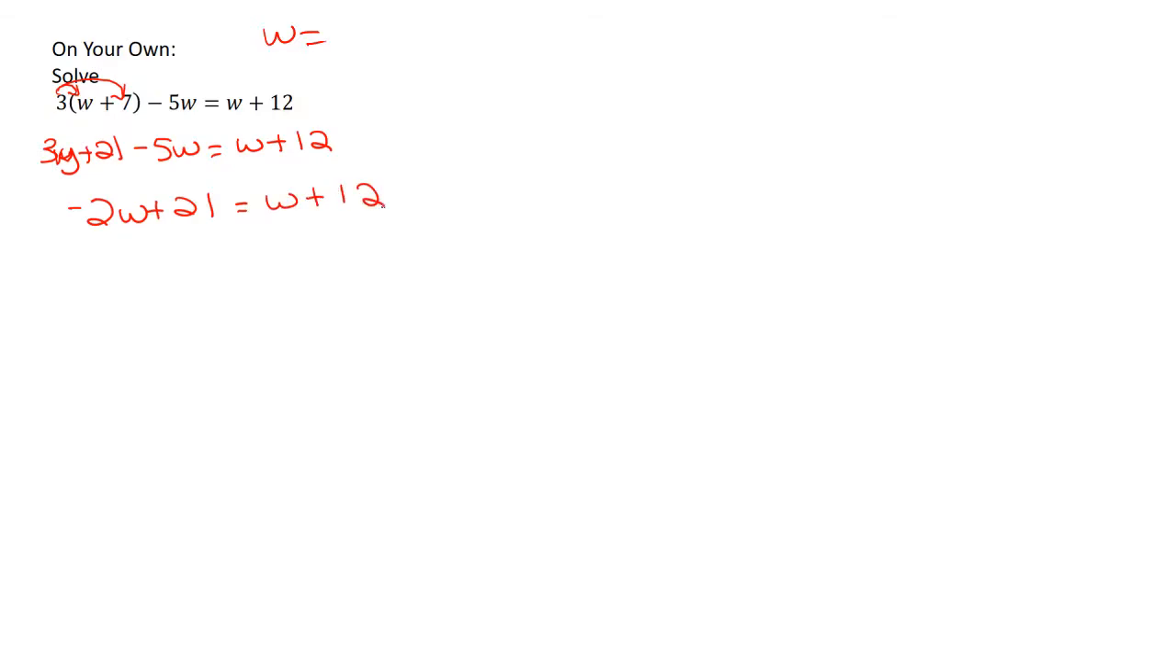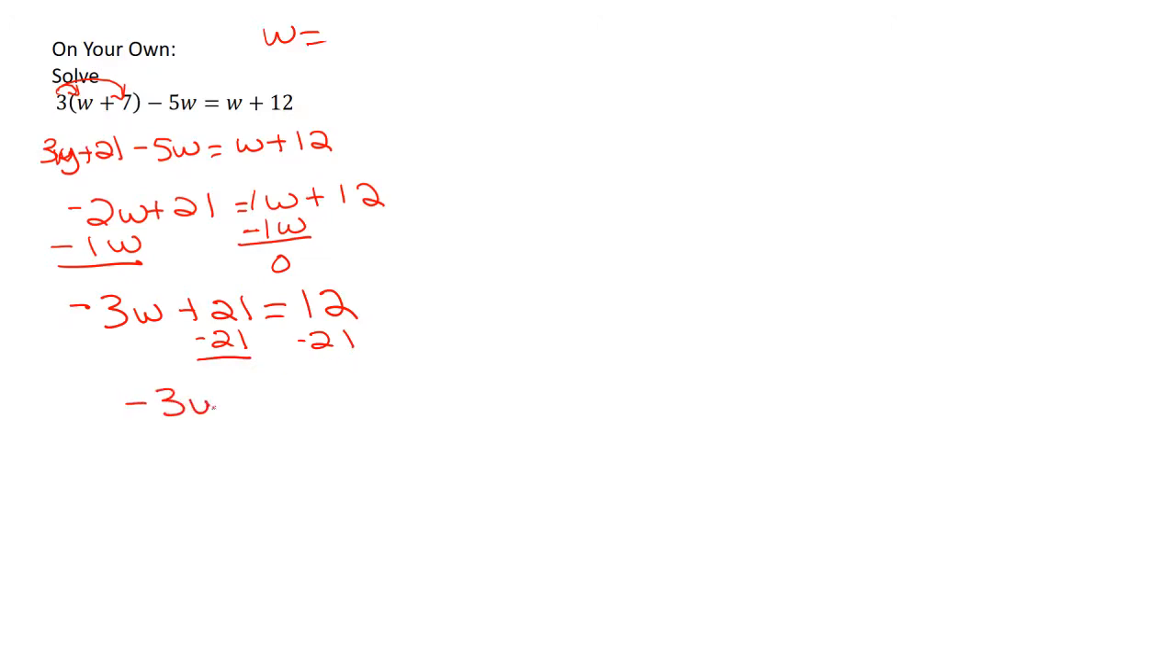All right, so I still don't have all my w's on the same side, so let's subtract a 1w from this. So I had a 1w minus 1w is 0, and if I subtract a 1w there, I have to say minus 1w on this side, so I have a negative 3w plus 21 equals 12. All right, I have my w's all on the same side, but I have a 21 added to it. So let's get rid of that 21 by subtracting 21. So that leaves us with negative 3w equals negative 9.